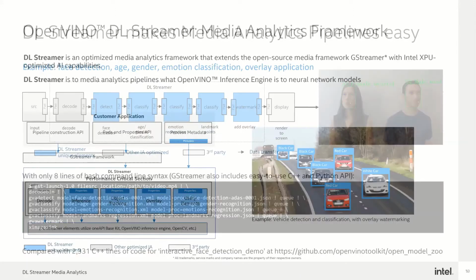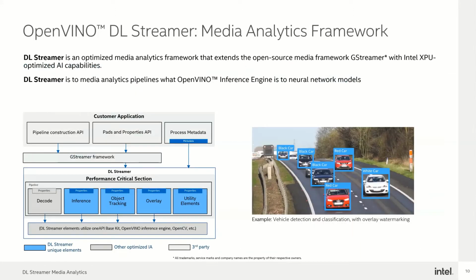So what is DL Streamer, right? We've talked a lot about it. And at its base, it's a media analytics framework. It's a set of optimized extensions to GStreamer to bring in those analytics capabilities. I like to think of it as essentially the runtime engine that's the pipeline equivalent to the OpenVINO inference engine, which again optimizes neural networks for Intel hardware. And we'll see some more details on that going forward.